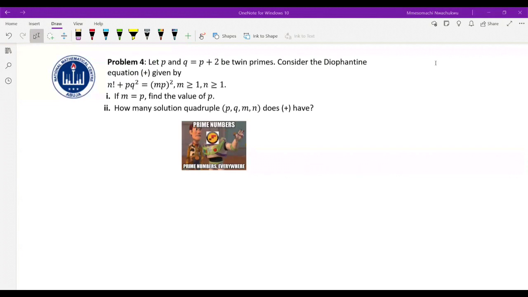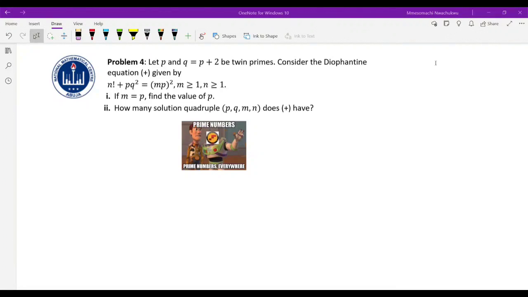So consider the Diophantine equation n! + pq² = (mp)², where m and n are greater than or equal to 1. (i) If m is equal to p, find the value of p, and (ii) how many solution quadruples (p, q, m, n) does the Diophantine equation have?